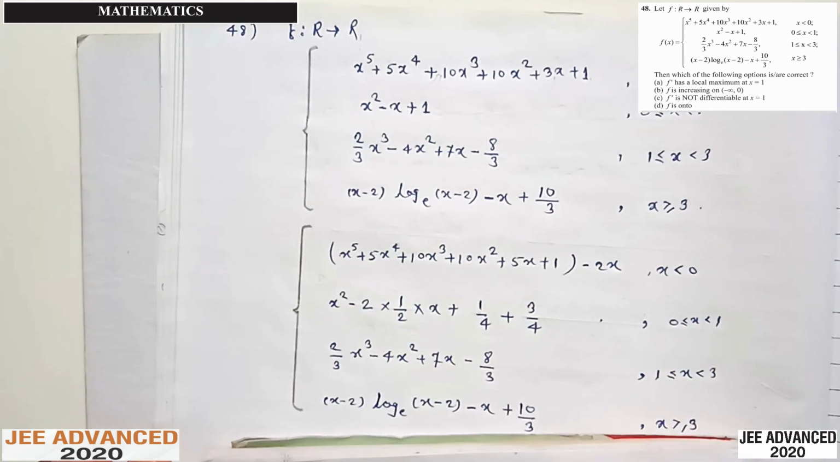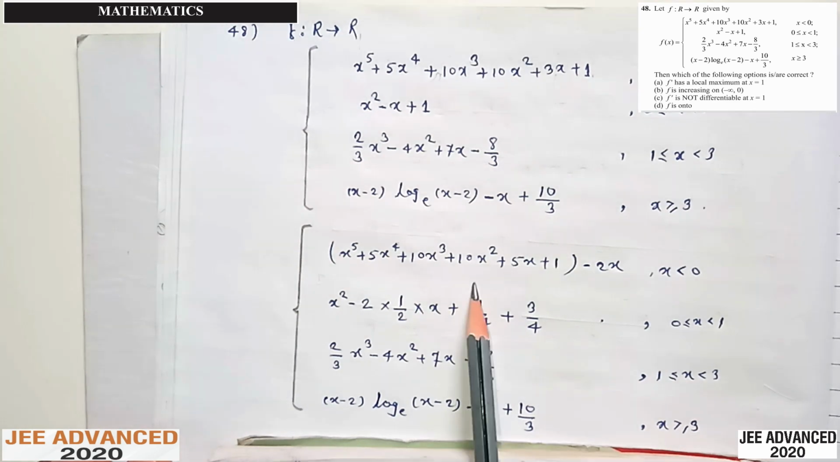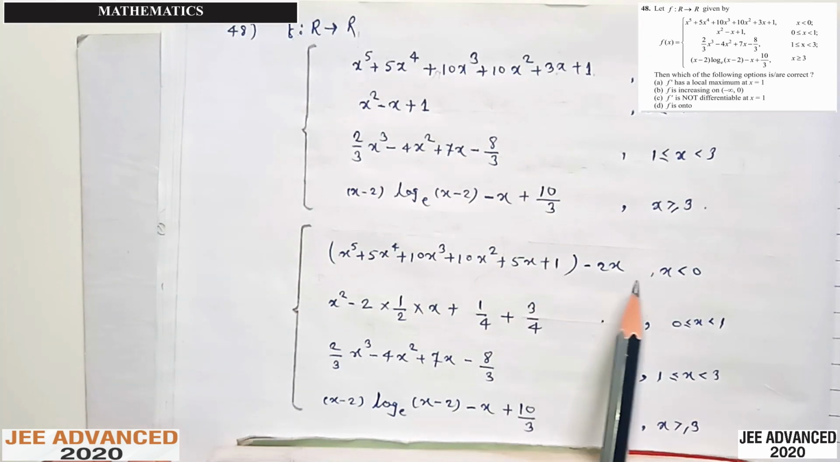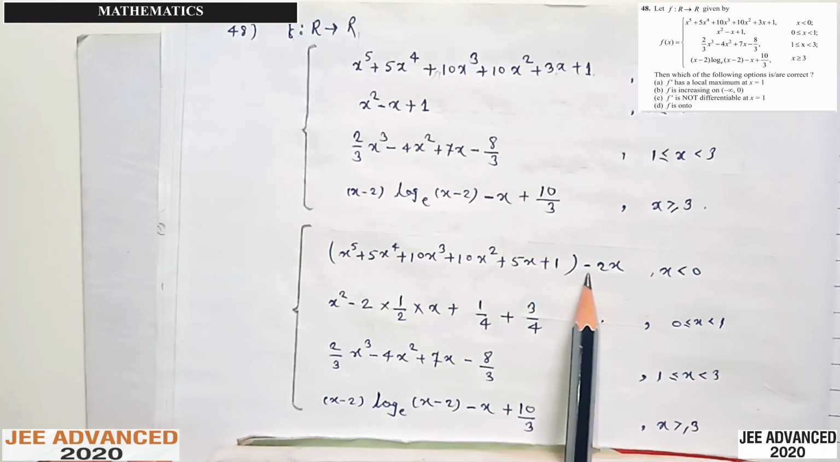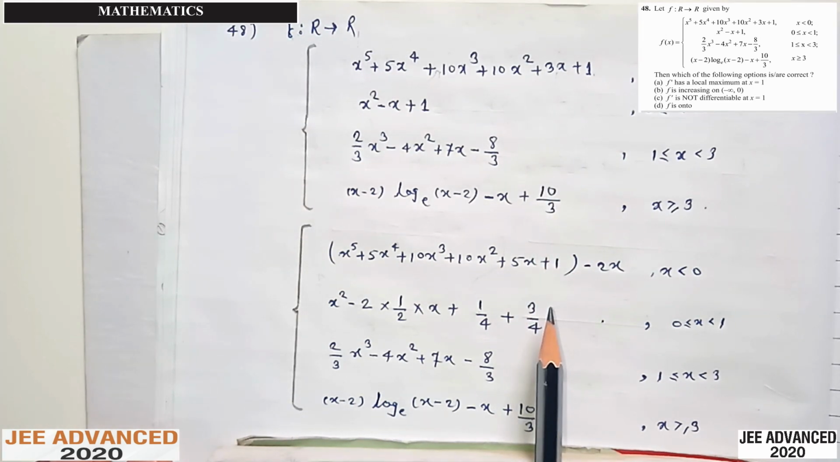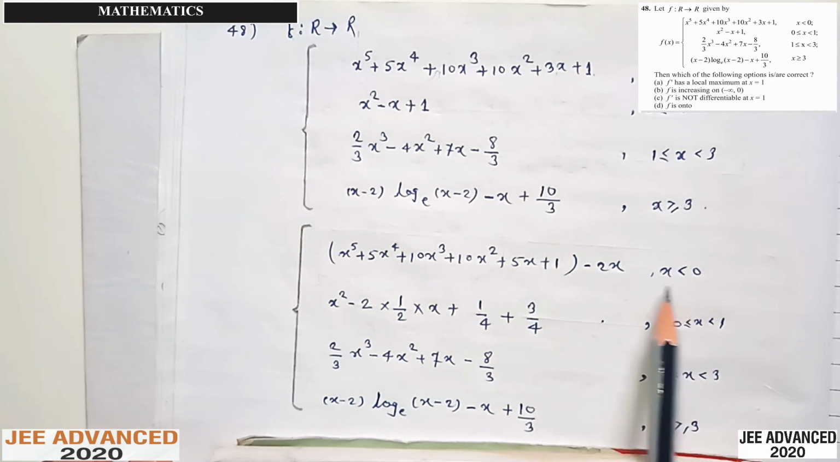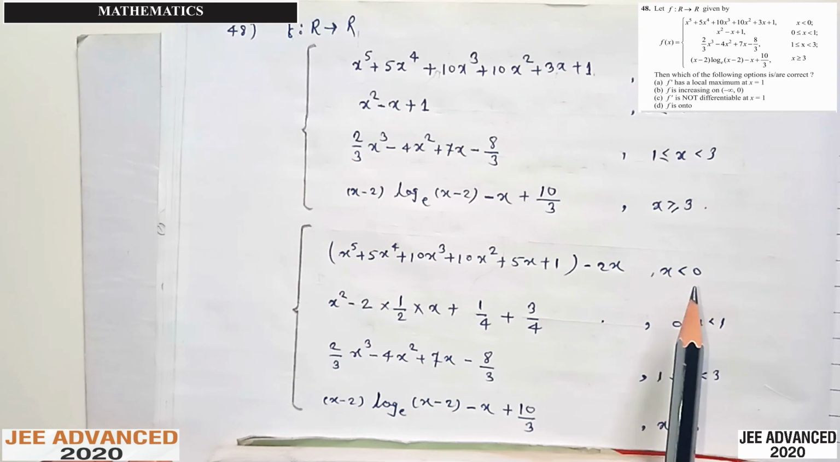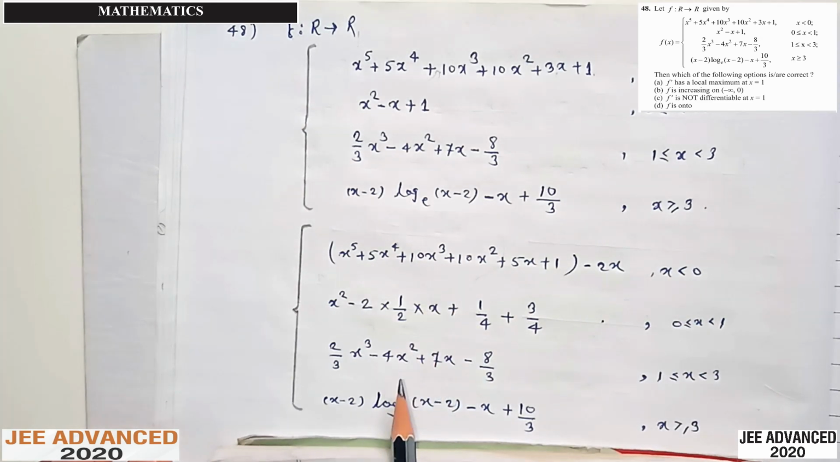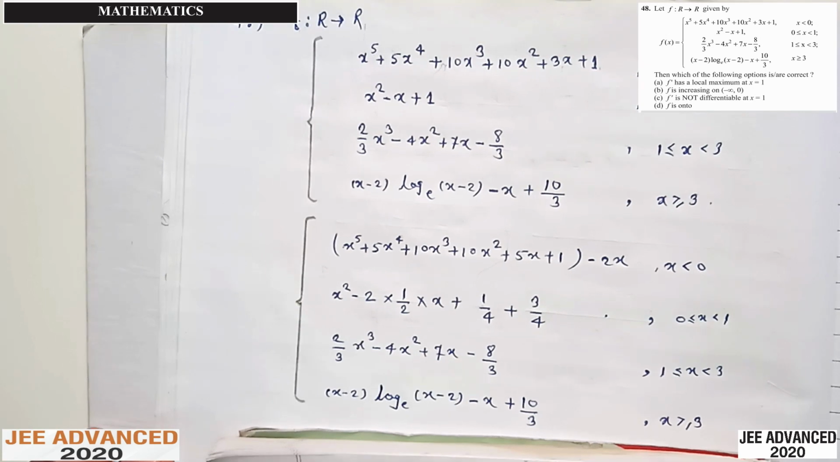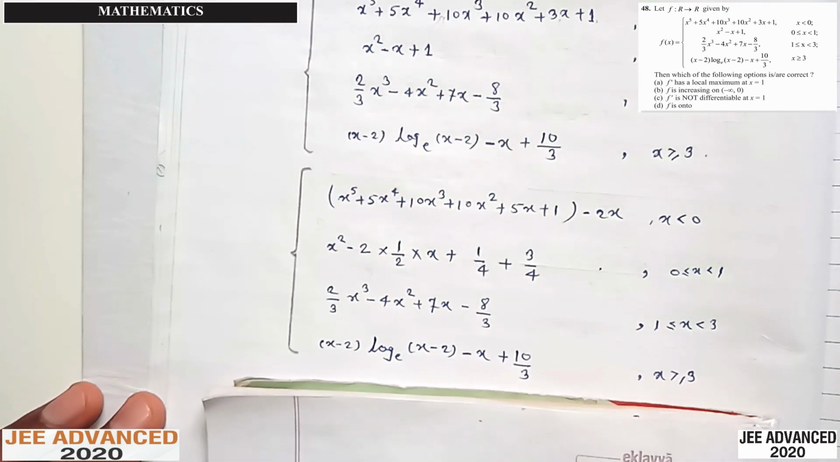In my next step, I replaced 3x by 5x and added a minus 2x here, in order to maintain our original term. The value for x strictly less than 0 will remain the same. Similarly it is for the other three polynomials, which I did here.